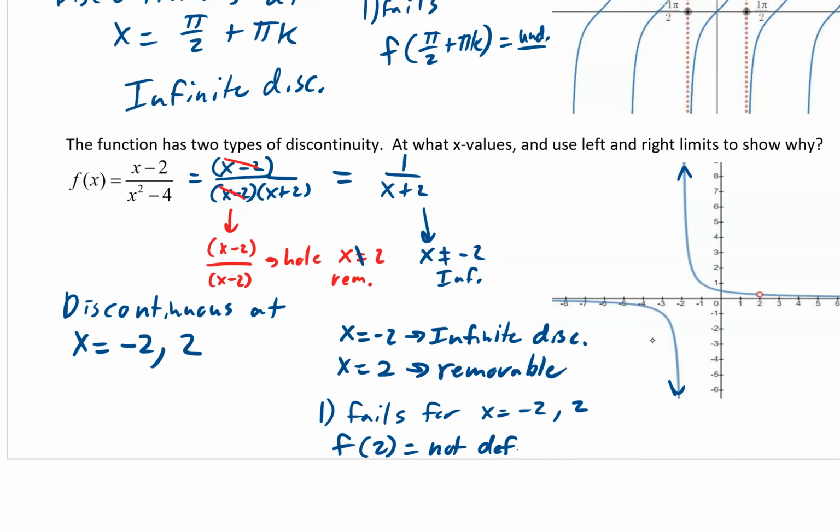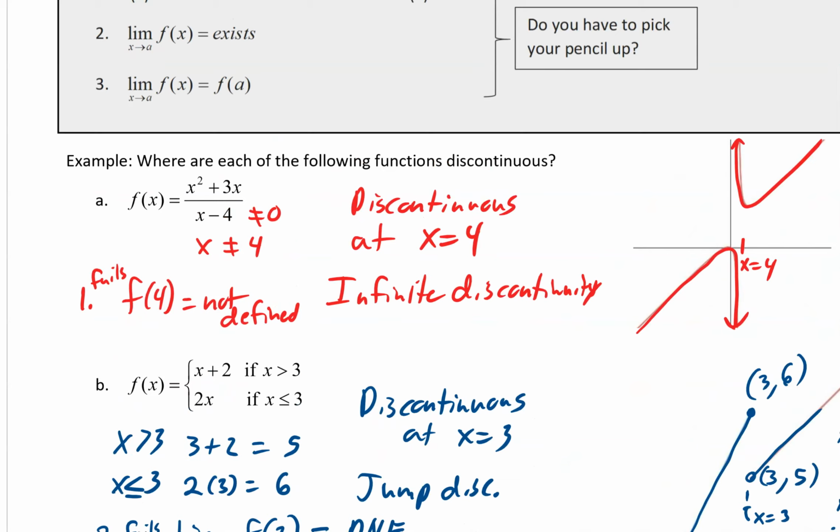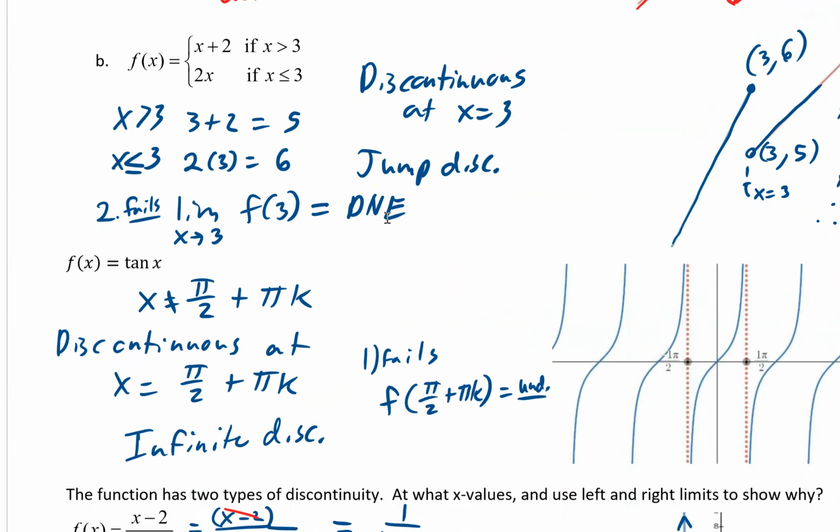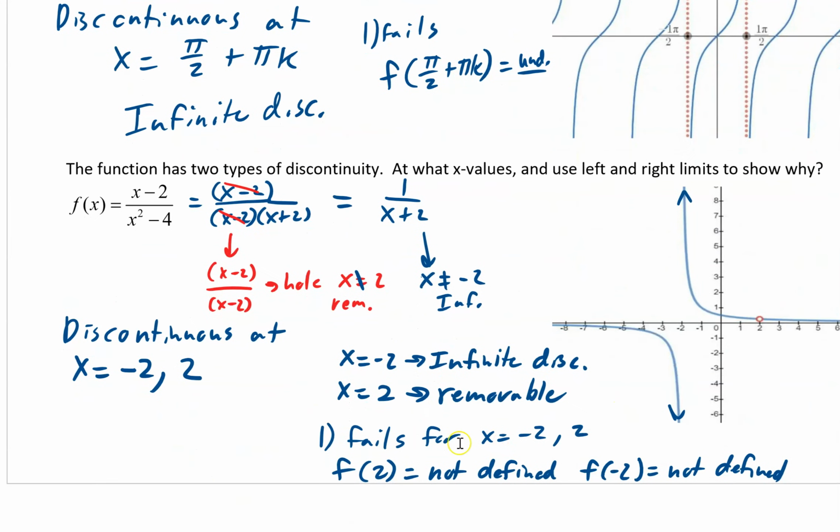Let me try that again. f of 2 is not defined, and f of negative 2 is also not defined. So going back to our checklist, if this is not defined, it's not continuous. In order for it to be continuous, all 3 have to be true. So here we go, it fails number 1 right off the bat. And there you have it. Thank you.